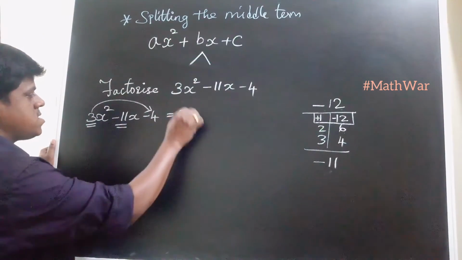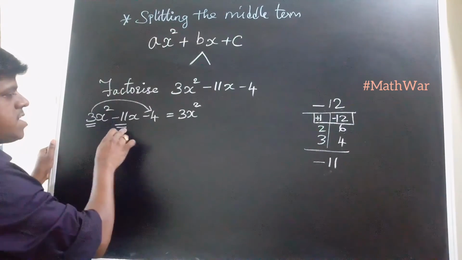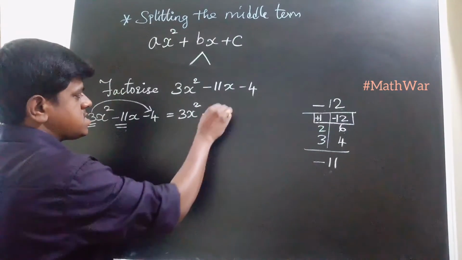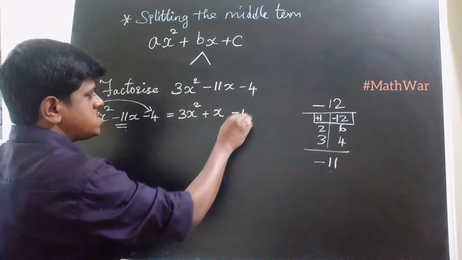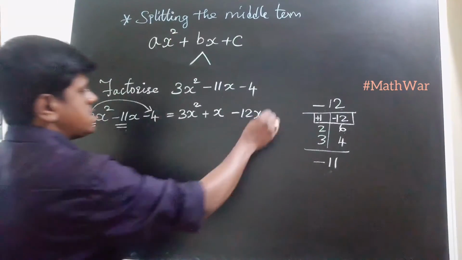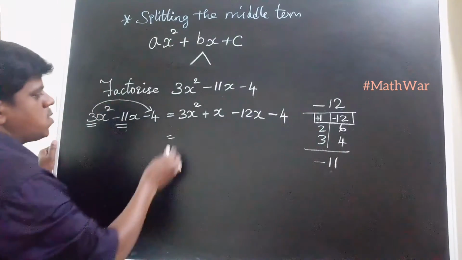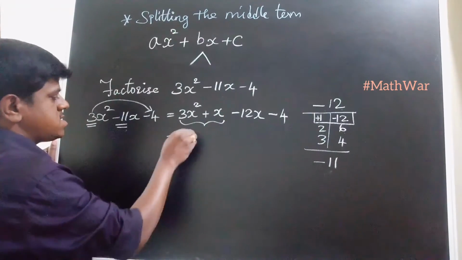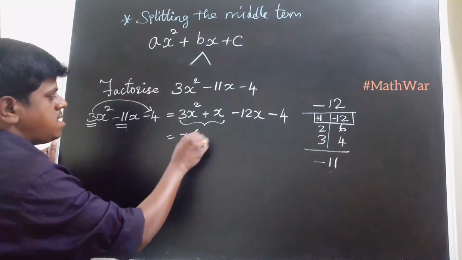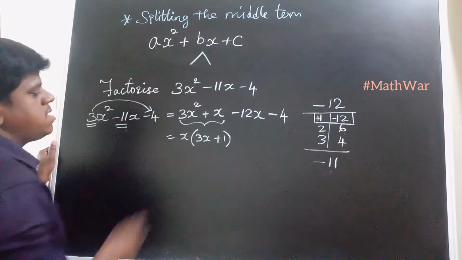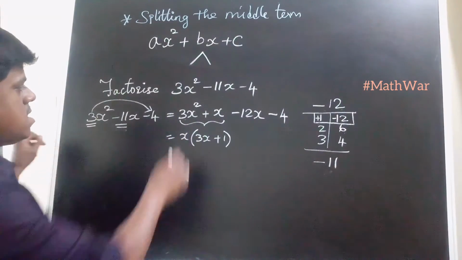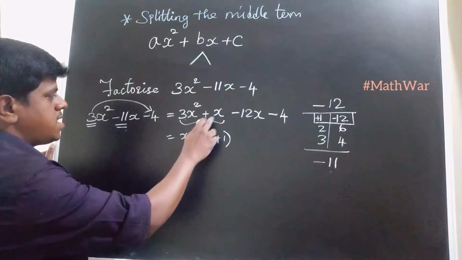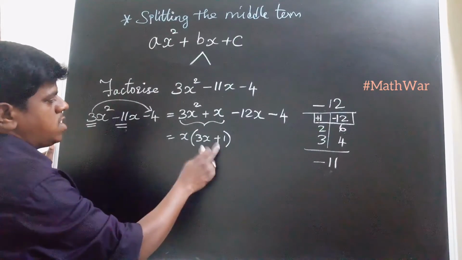So 3x square minus 11x can be written as plus x plus 1x minus 12x. Minus 4 will be there. That is equal to, in the first two terms, x is common. So 3x plus 1 will be here. x we took it outside. So 3 into x plus x already we took it outside. So only 1 will be there.